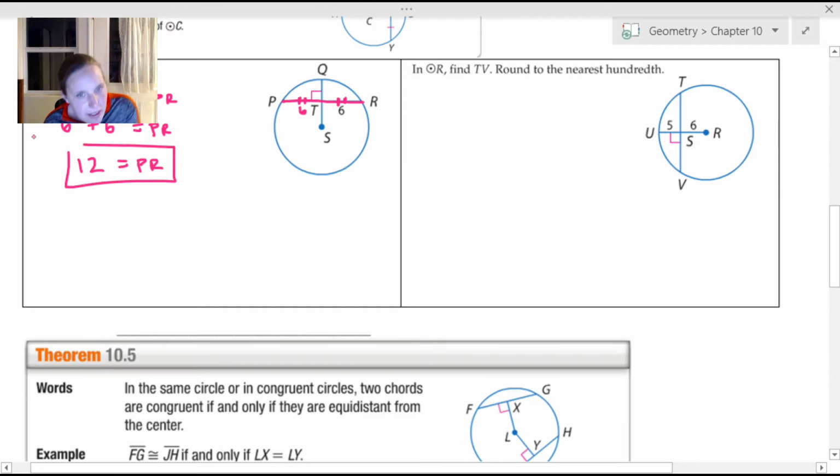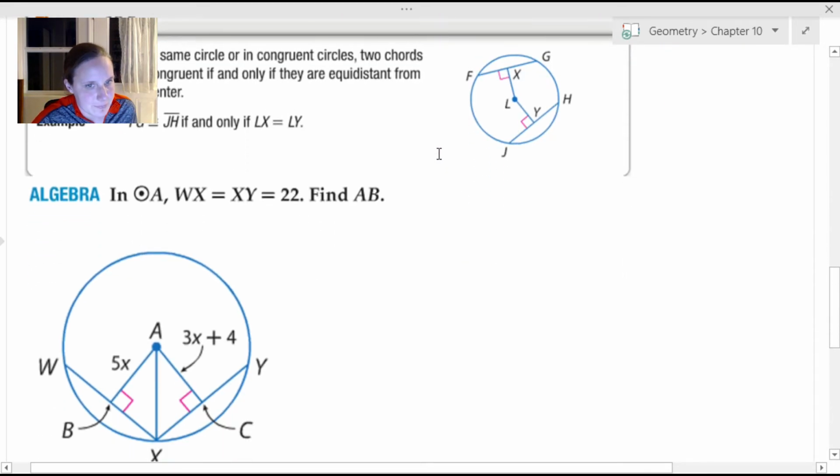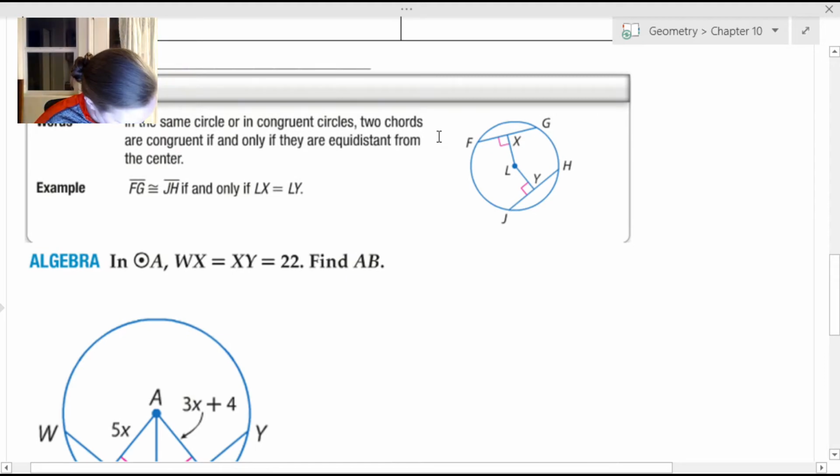All right, try this one. Oh, this one's tricky. You know what? We're skipping this one. Big ol' skip this one for now. All right. Let's go on to these ones, though.